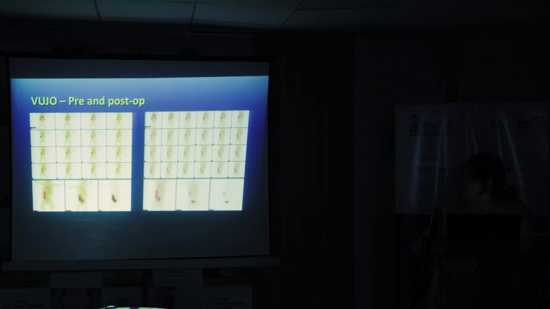Now the first image on the other side is the pre-op image. The second one is a post-op image, and you can see that as compared to the pre-op image, there is excretion of tracer into the urinary bladder. So there is no longer a standing column of tracer, which you can see in the post-op image.